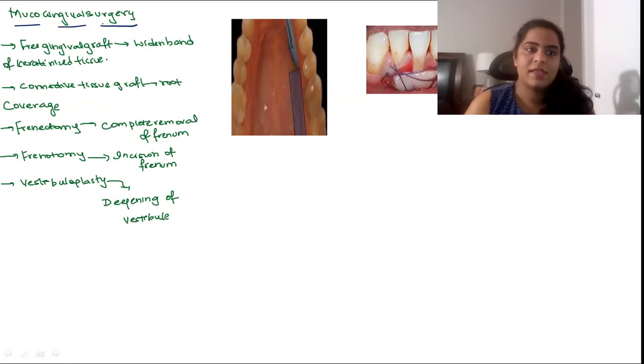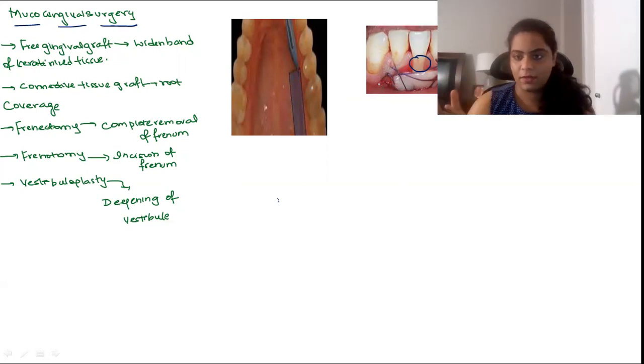So what happens exactly, like what is this free gingival graft, what is this connective tissue graft? Suppose here on the above picture, you can see two diagrams. I don't know if it's clear or not, but let me tell you. Preferably, if you want a graft, for example, suppose here you can see that root is exposed, right? So you want to cover it. So from where will you get the graft?